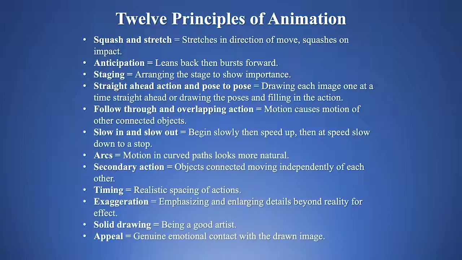Arc, motion in a curved path, looks more natural. If you watch somebody walking, you'll see their head goes up and down a little bit because that is an arc of motion. Secondary action, objects connected moving independently of each other. Timing, realistic spacing of actions, so things happen at a normal pace. You can tell when something's moving too slow or too fast, or if it's just kind of choppy.